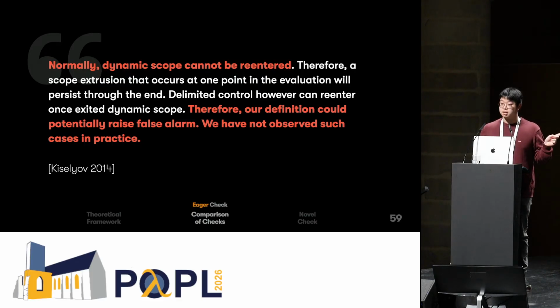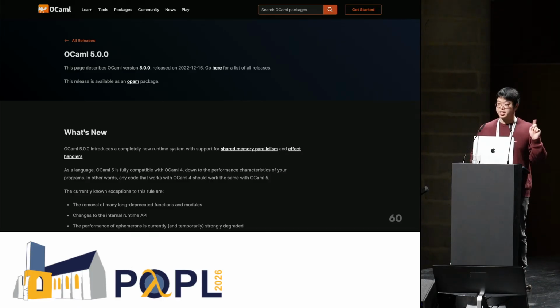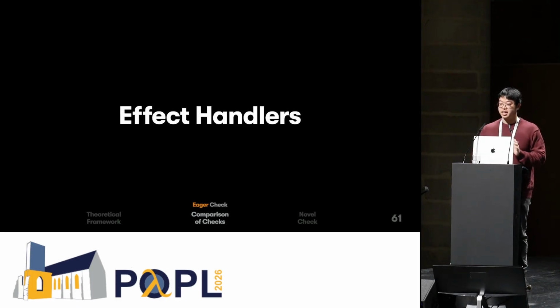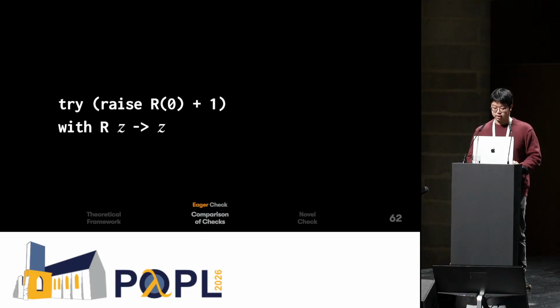That was in 2014. In 2022, effect handlers were added to OCaml. And effect handlers give us precisely the ability to restore safety once we enter scope extrusion. So, a brief tour of effect handlers. Here's a program that raises an exception R with a payload 0 and then returns 0.